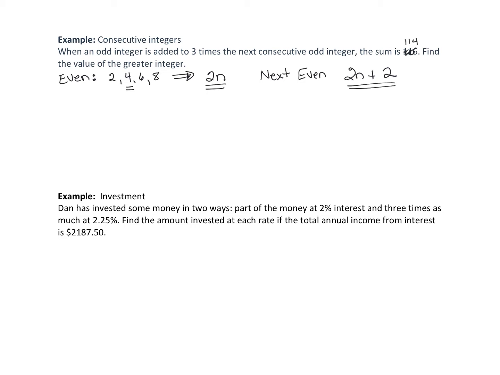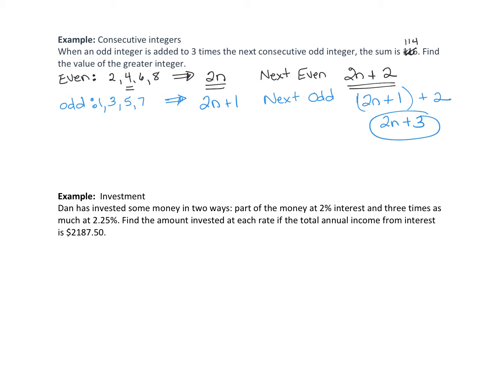Similarly, an odd integer is 3, 5, 7, 1 as well. And in order to represent that, we call that 2n plus 1. And therefore, the next odd integer would be 2n plus 1, that's the odd, plus 2, or 2n plus 3.